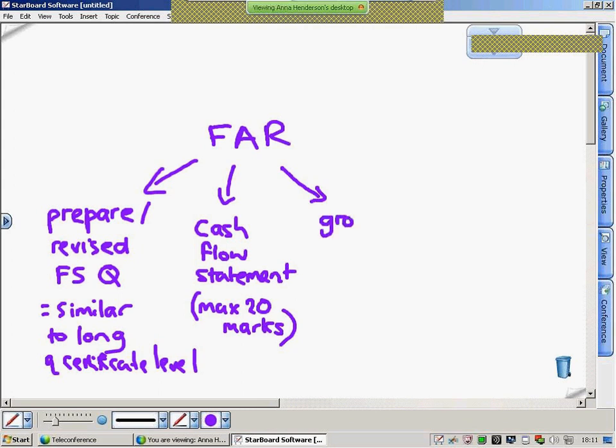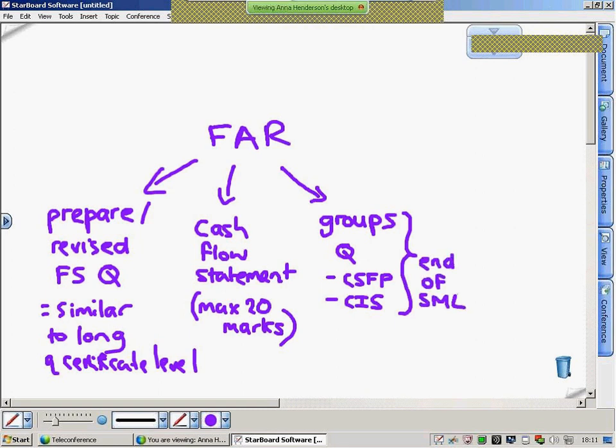Your group question is probably going to be a consolidated statement of financial position or a consolidated income statement, so either or actually. And groups is something that you're going to cover at the very end of the self-managed learning. So if you're thinking, what are these groups I haven't seen before, that's going to be covered at the end of self-managed learning. Then you have an explain question.